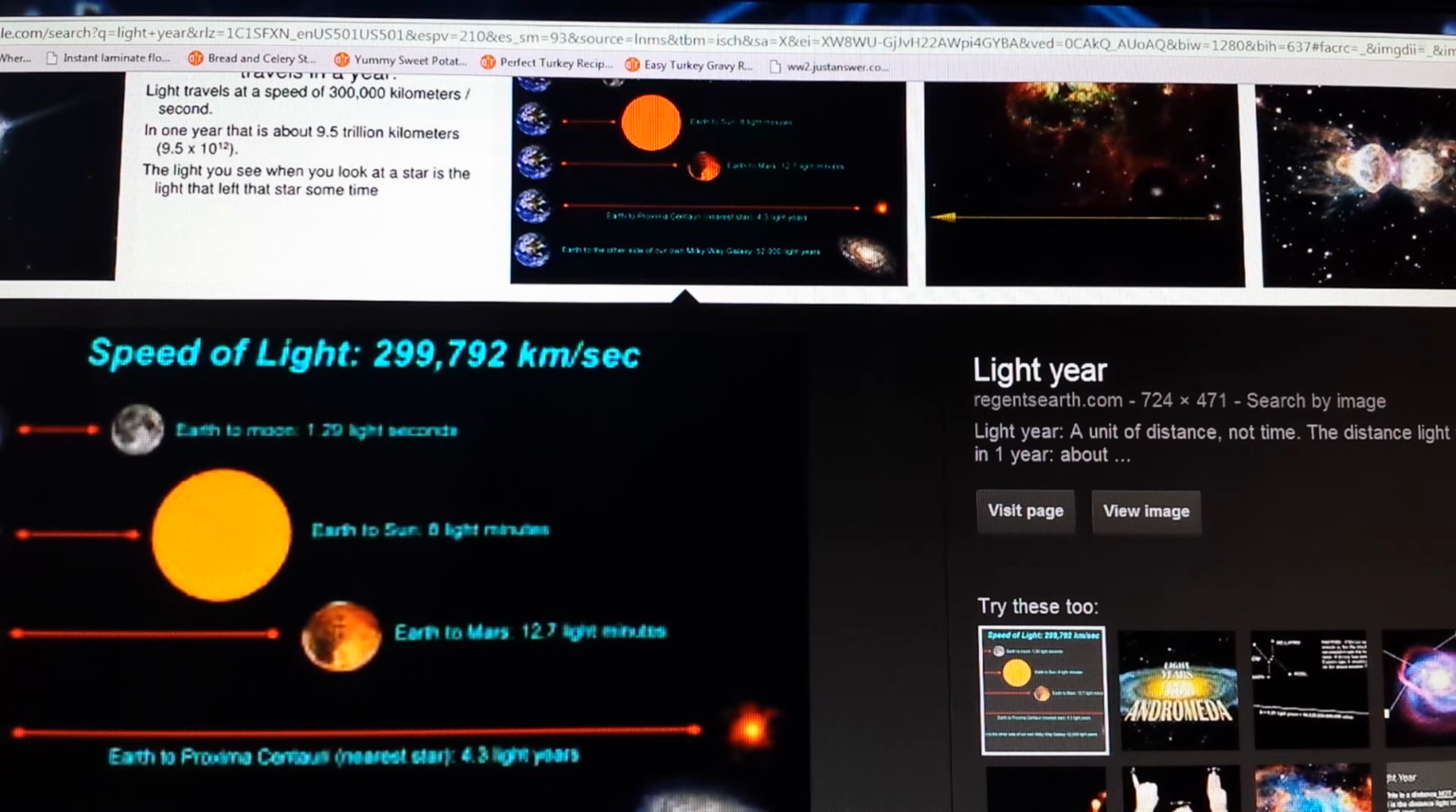For example, if you're looking from Earth to the other side of the Milky Way galaxy, that'd be about 52,000 light years. To put that in perspective, it takes light 52,000 years to travel from the edge of our galaxy to Earth. It takes light 4.3 years to go from Proxima Centauri, our closest star, to Earth. So really, when we look at Proxima Centauri, we're looking at an image that is 4.3 years old.